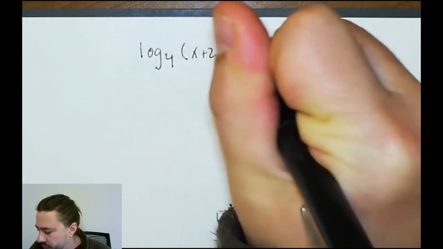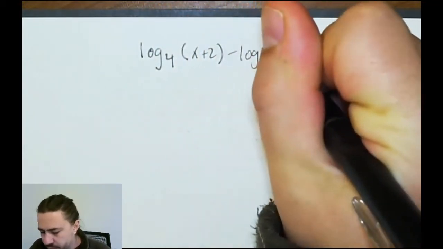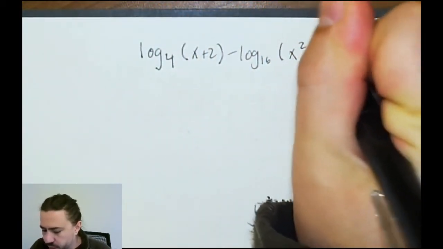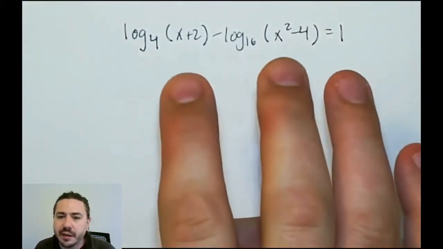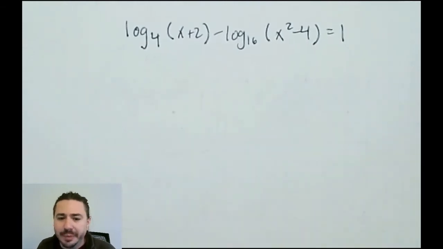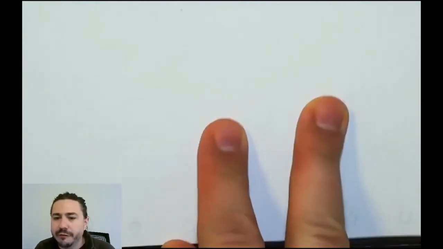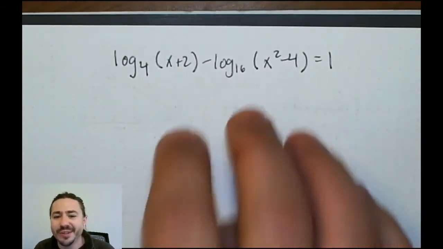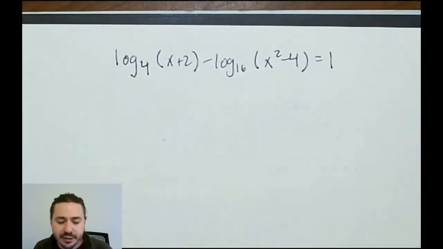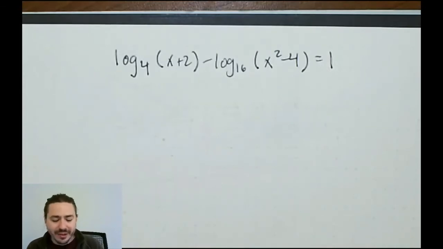Log base 4 of x plus 2 minus log base 16 of x squared minus 4 equals 1. Now this one is a doozy. This is going to take a bit of writing. Make sure you've got plenty of space. I'm starting on a fresh sheet. This may take up the whole page. If you're copying this down, this one takes a little bit of work to get to your answer. It probably is the most complicated one we're going to do.